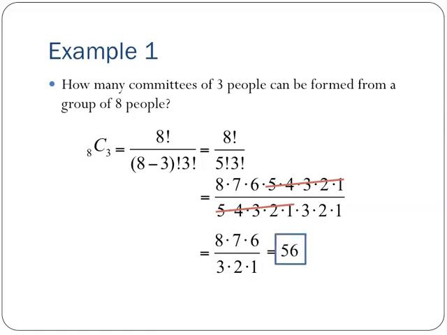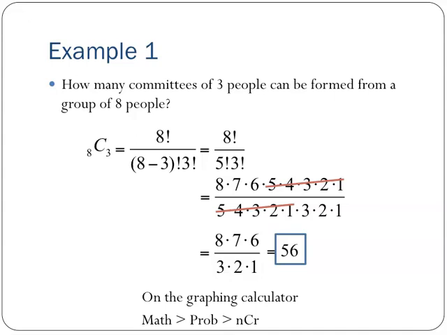So there are 56 different ways of choosing 3 people from a group of 8 people to be on a committee. Now on your graphing calculators, there is a way to find 8 choose 3 without having to do this all out. So on the graphing calculator, you would press the math button and then go down to probability, prob for probability, and then you're going to find the function that says nCr.